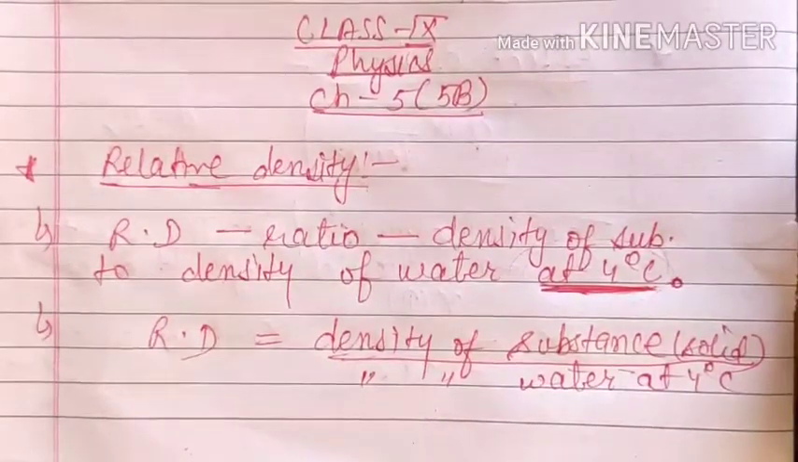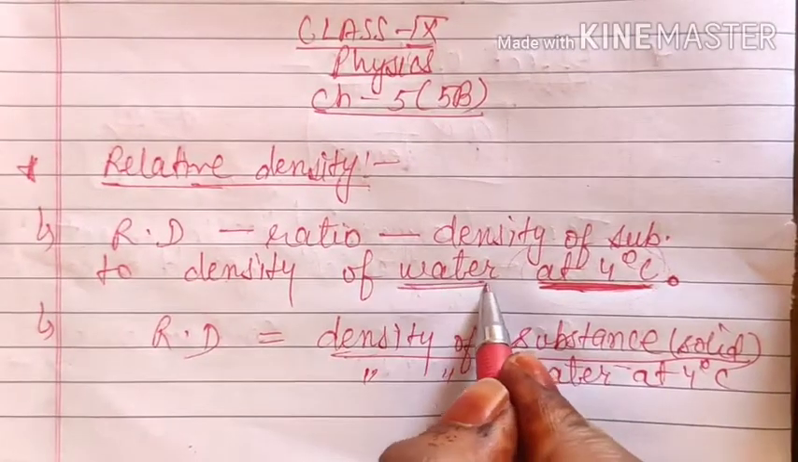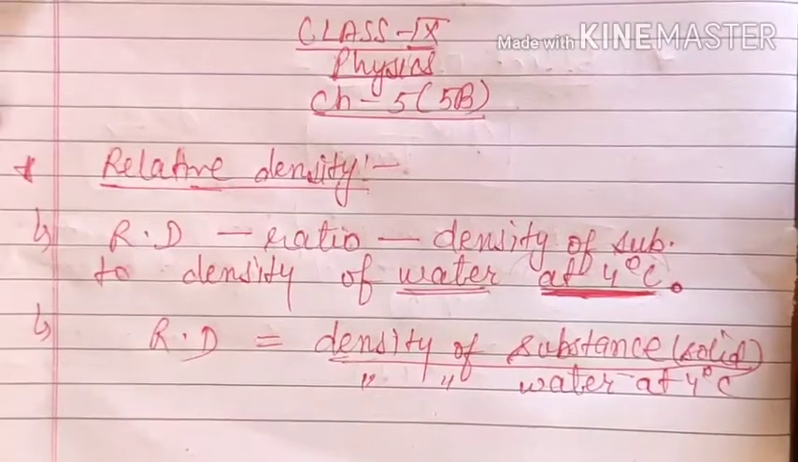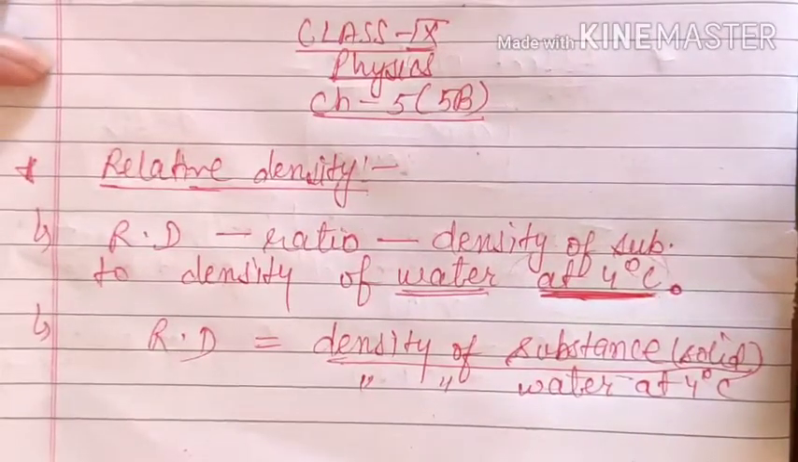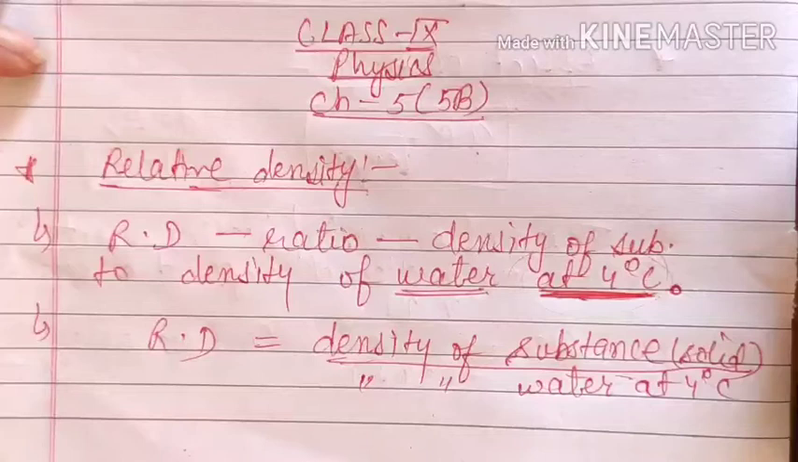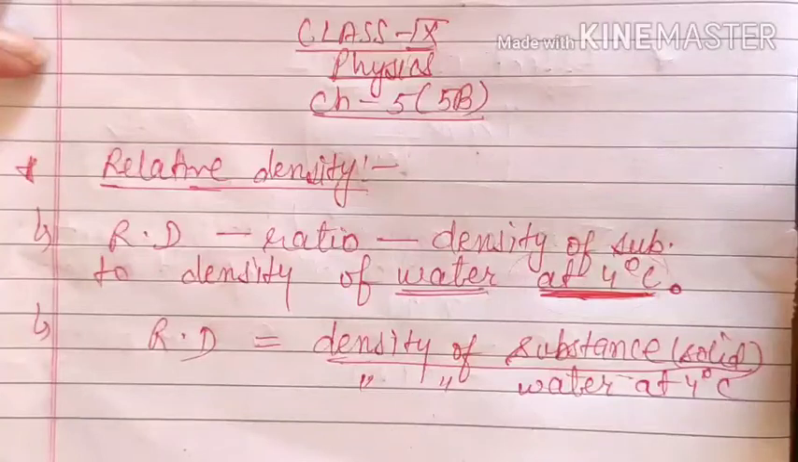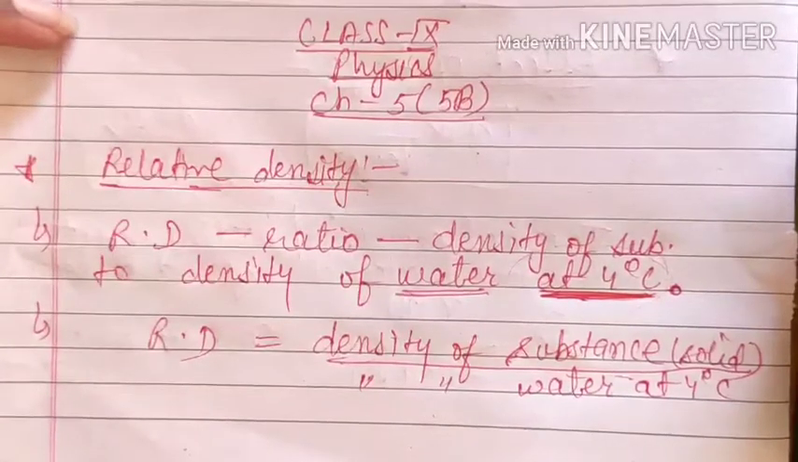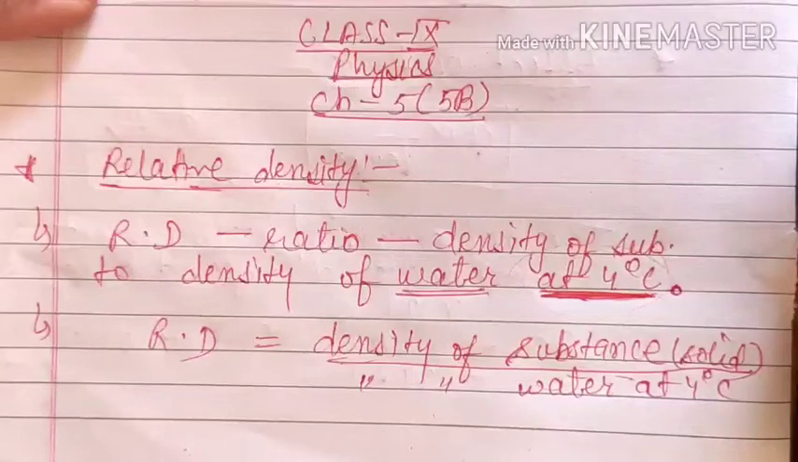Now there are two things. First thing, why only water? Generally in physics we define anything with respect to a standard quantity. So we know that in CGS water has its value of density as 1. So it will be very helpful for us. So we have taken water because it has one standard value.